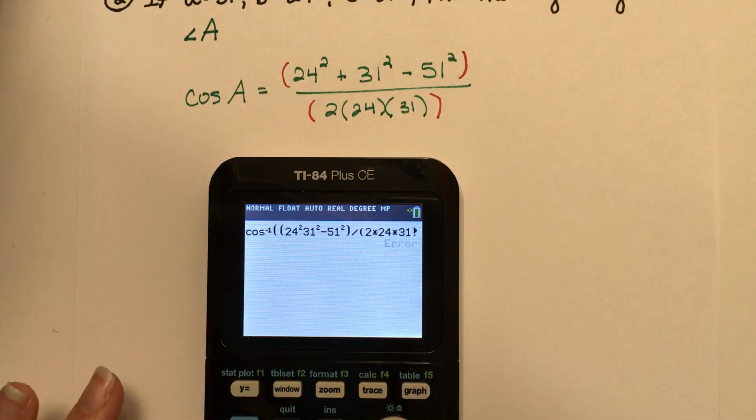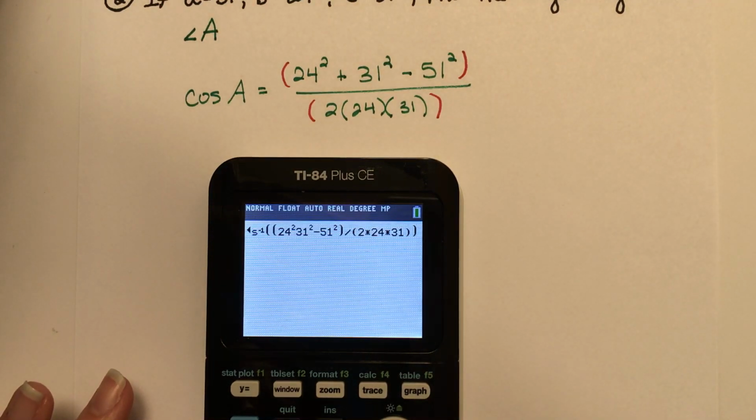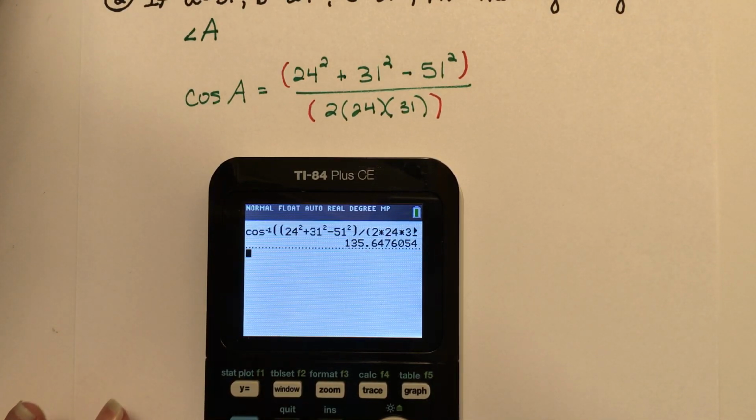Oh, let's see, I hit something wrong. Oh, I left off my plus sign. I see it now. Right here, I forgot to enter in my plus sign. So let's insert that. All right, there we go.